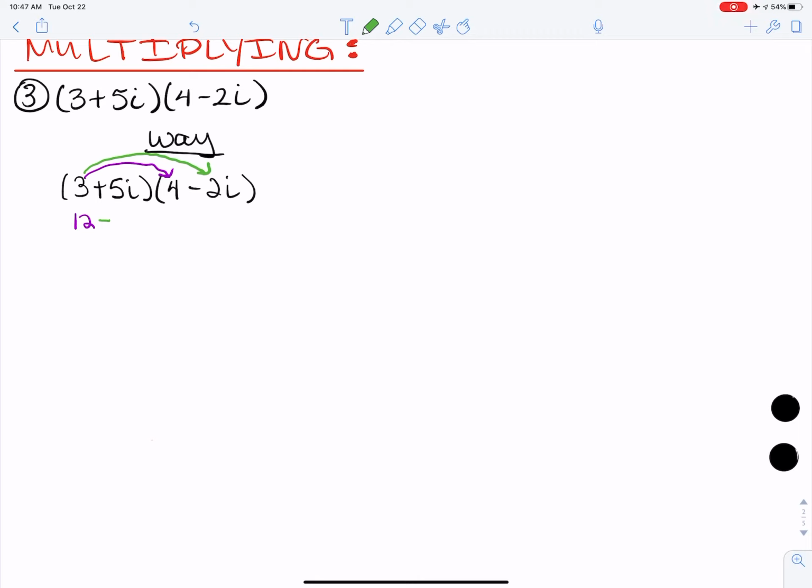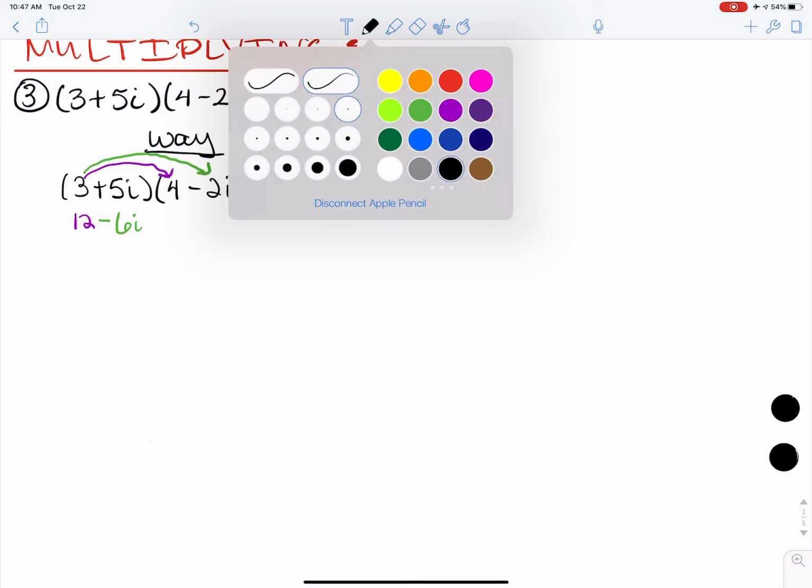Just like when you multiply something like 2x squared plus 3, and then you have a 4 out there. Well, the 4 and the 3 are like terms, but the 4 and the 2x squared are not. But you can still multiply those. So it's the same type of situation. And so we have, that is -6i. And then we want FOIL. So let me just put this up here.